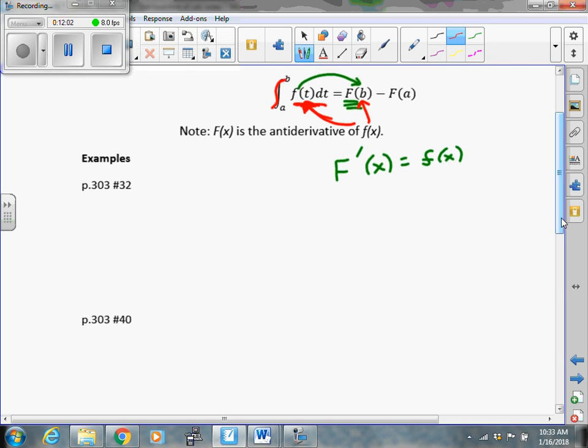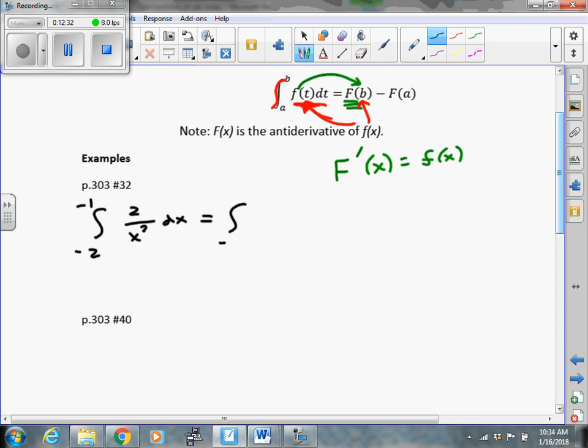So 32. And this is where we're going to get into a lot of these things, and we've already seen it, so hopefully we're somewhat ready. 32 gives you the integral from -2 to -1 of the function 2 over x squared dx. Okay, so basically what we're going to do is the antiderivative here.